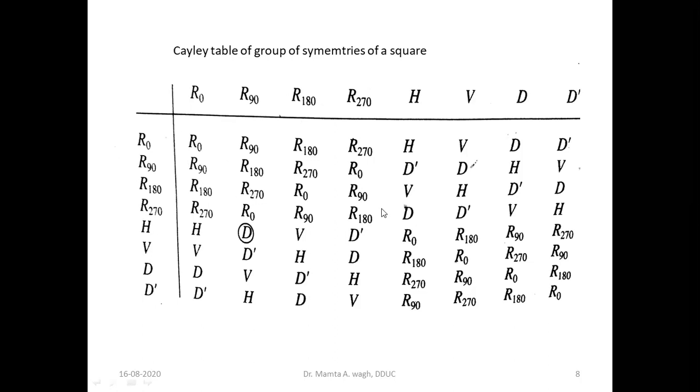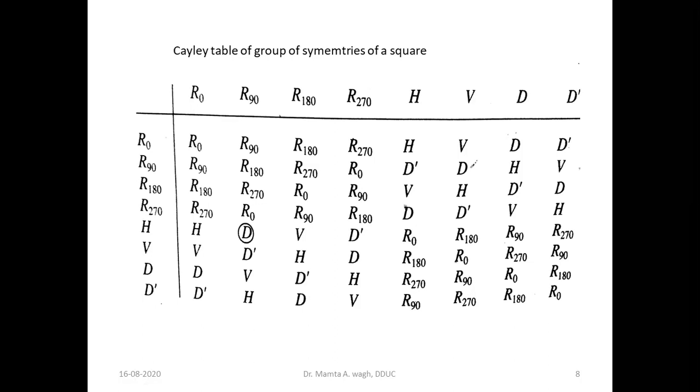So first thing that is coming is that the set is closed under the function composition. Now, next thing, you can see that R0 composed with any other element is giving no change. So I can say that R0 is working as the identity element.